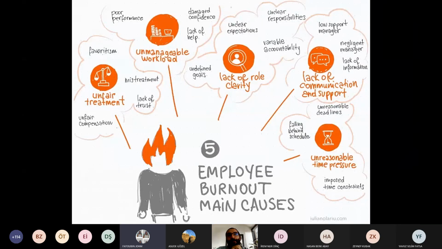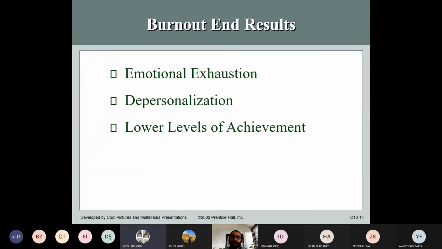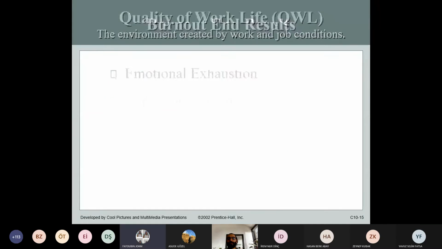First of all, if an employee thinks that he or she is treated unfairly in the company, has unmanageably high levels of workload, right? And has poor performance. If there's a lack of clarity in terms of job roles, okay? And if there's a lack of communication and support, and there's time deadline pressure, that means that employees feel burnout, right? What kind of problems? Burnout means they don't want to work anymore. They don't want to go to work. They dislike it, they are very unhappy. They have stress, they are like in a depression, right? So what kind of results? Emotional exhaustion, depersonalization, low levels of achievement, and sometimes clinical depression as well.